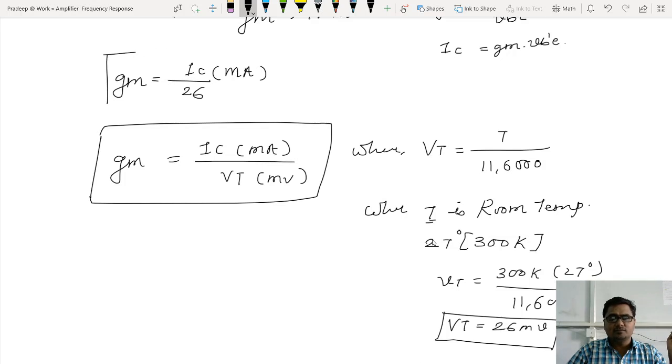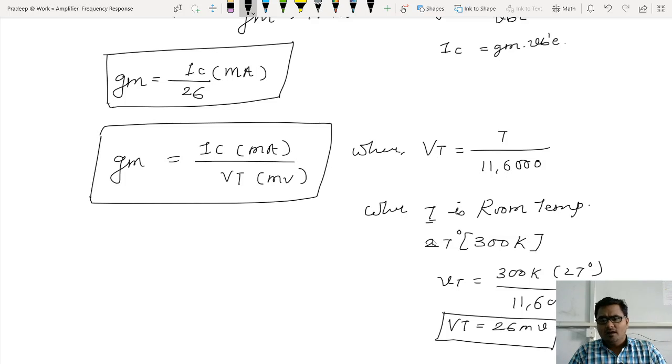So henceforth, whenever you want to calculate the transconductance, and if you know the collector current, divide the collector current by 26 and you will get the transconductance. That's the only thing.